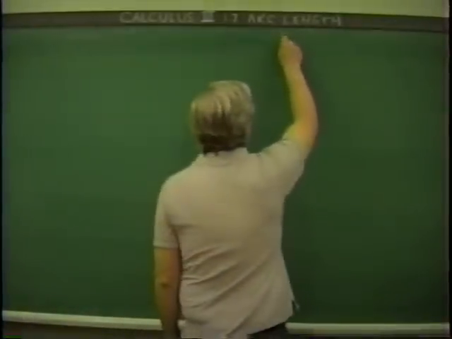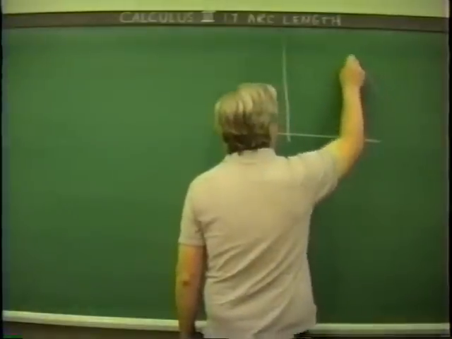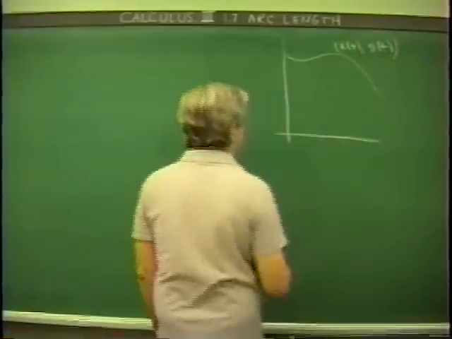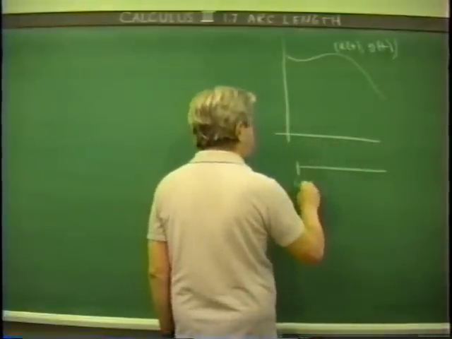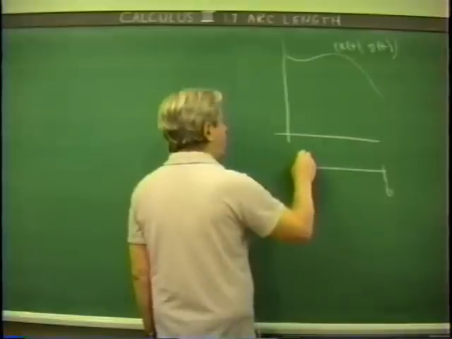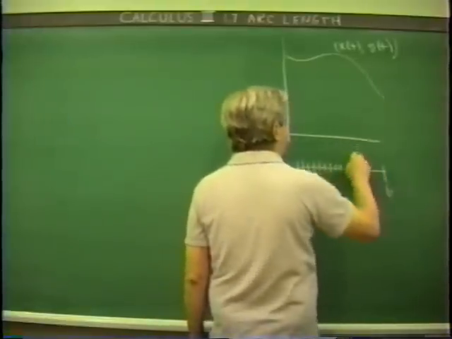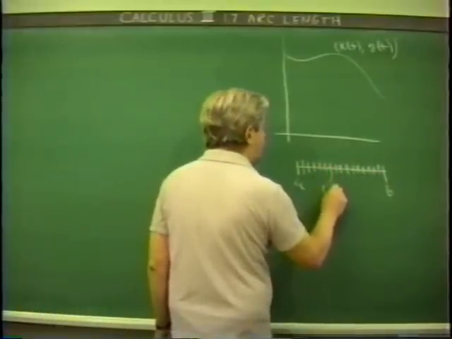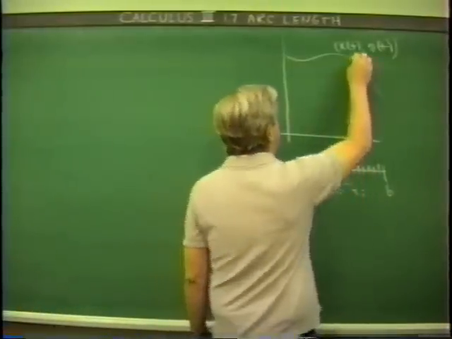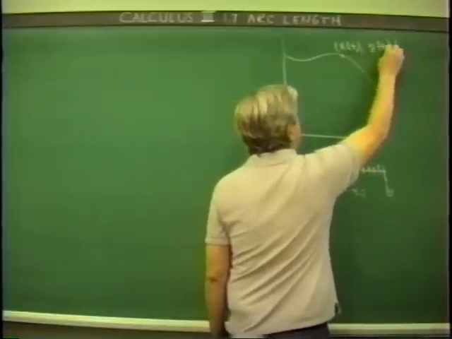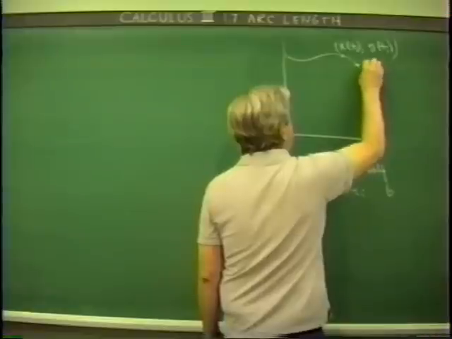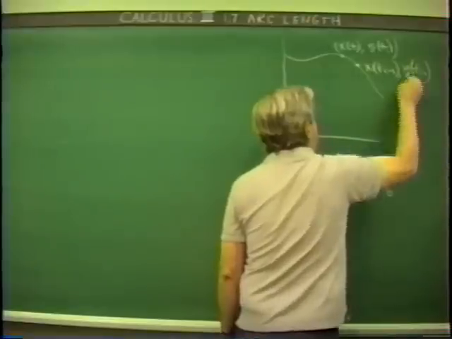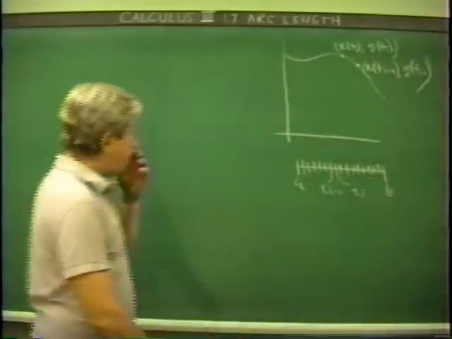I'm going to take a look now at the formula for arc length for a curve which is parameterized. So let's imagine that we've got a curve here given by the points x of t, y of t, where t takes on its values between a and b. And the way to get the parameterization of this curve is to partition the interval between a and b, and imagine that this is t i minus 1 and this is t i. And then this corresponds to the point, let's say, x of t i, y of t i, and this to the point x of t i minus 1, y of t i minus 1.